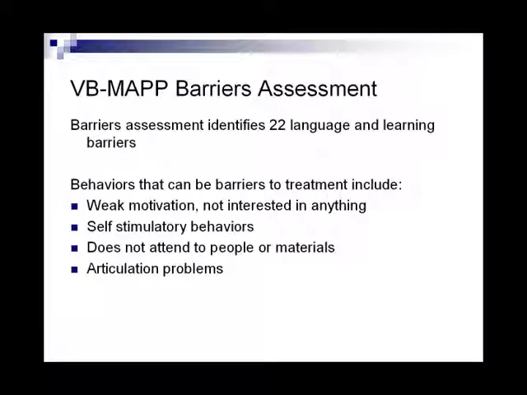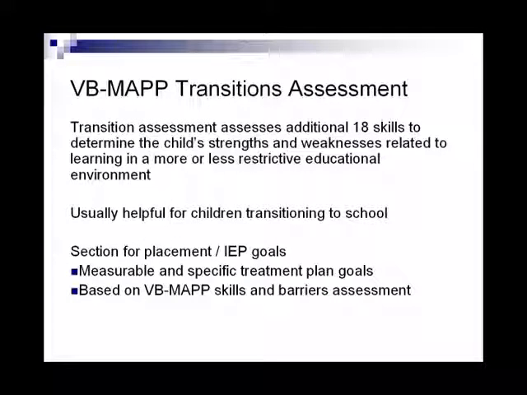The other component of the VB-MAPP that is excellent is the transitions assessment, and it's really, really helpful for children that are transitioning into school settings. It is another subset of assessment skills, just like the one you saw on the chart, and it's 18 of them, and it determines how the child will be performing in a less restrictive educational environment. So it has everything, all the strengths and weaknesses. Is he able, again, to follow instructions? How can he tolerate a group instruction? And all of that. Does he need visual aid? And all of that will eventually let you see where the child may be placed or what placement would be appropriate for him.